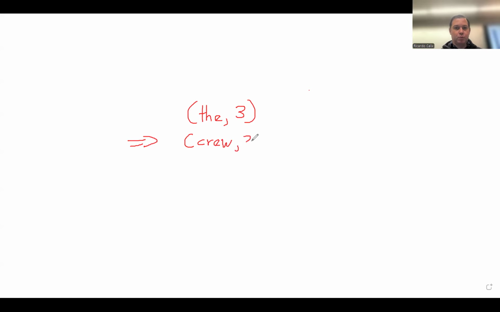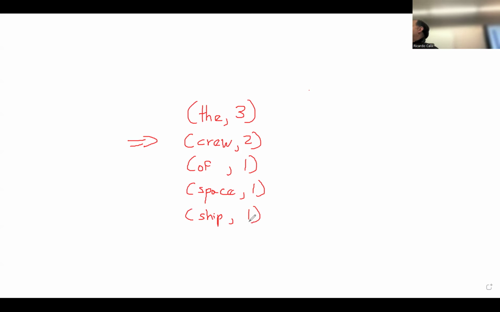All right, and then finally, then we have crew, comma, two, of, comma, one, space, comma, one, and ship, comma, one. That's it. That's the example, and that's MapReduce.